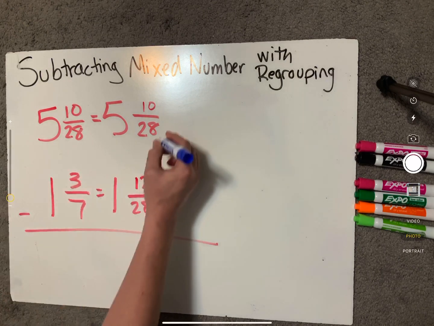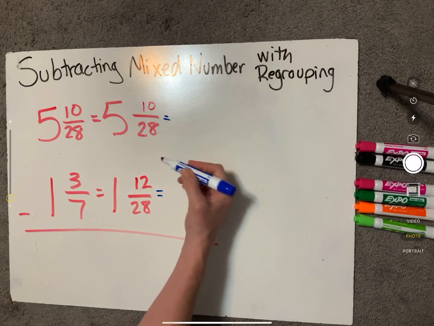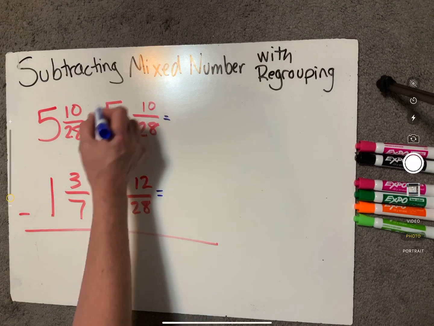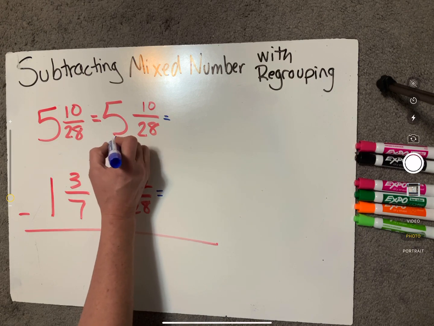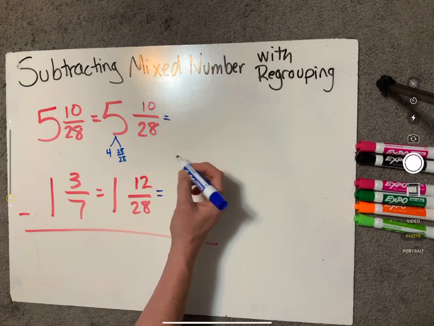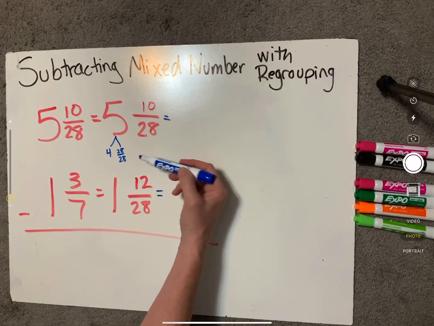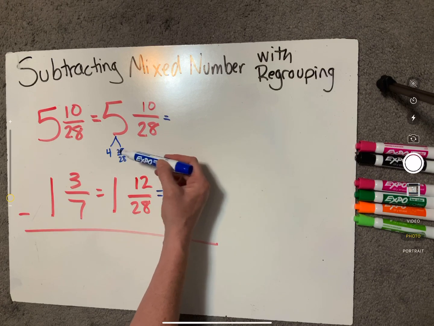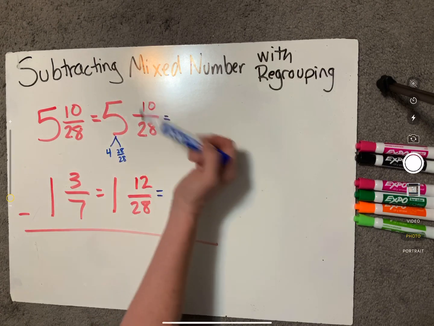So we are running into the same problem we did before. I can't take 12 from 10, so I'm going to need to regroup this mixed number. Once again, you don't have to write this little fork thing I do at the bottom, but this is the way I'm trying to show you what I'm doing in my head. If this helps you, go for it. If you don't have enough room, you can always do it up off to the top.